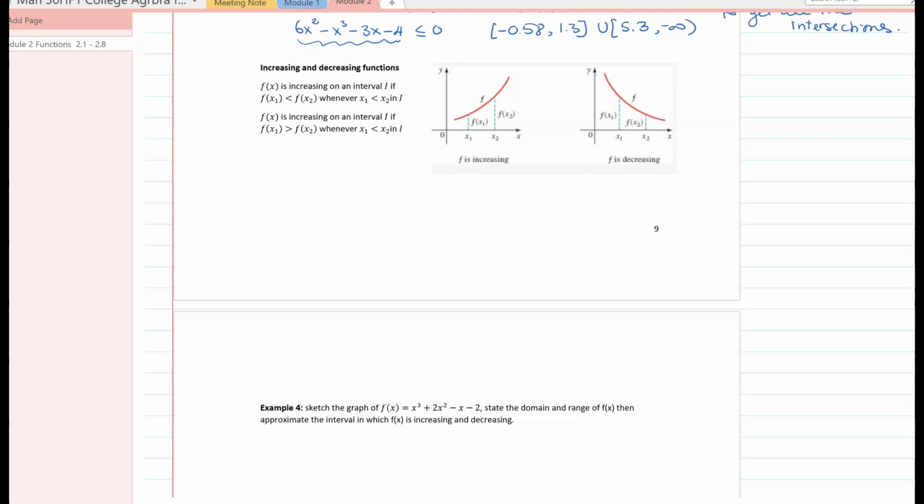Increasing and decreasing function. An increasing function is the function that is increasing from left to right. So think of yourself as a person walking, and then you hit a slope, and the slope is going up. So that is increasing. And for the next one, you start walking and then you hit a slope that is going down. So that is a decreasing graph.